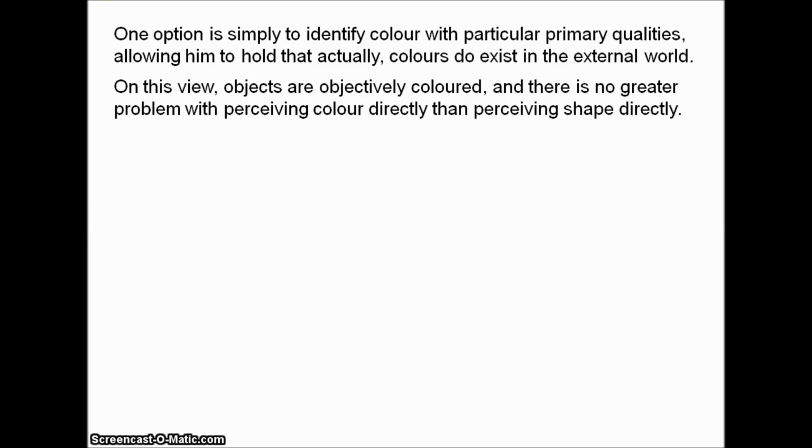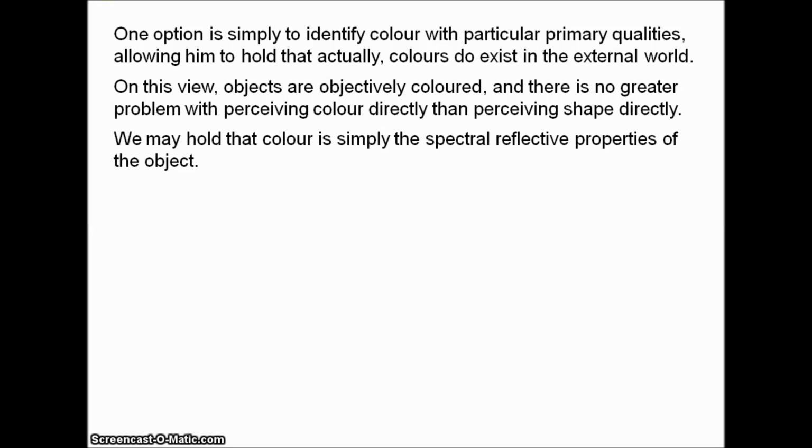Well, one option for the direct realist is simply to identify colour with particular primary qualities, which then allows him to hold that actually colours do exist in the external world. On this view, objects are objectively coloured, just as they objectively have a certain shape, and hence it's entirely possible to perceive colours directly. So how could colour be identified with primary qualities? Well, we may hold that colour is simply the spectral reflective properties of the object.